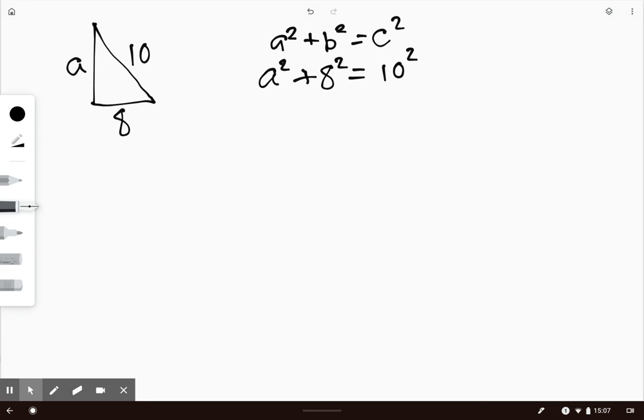All right, so just like yesterday and the day before, when I'm looking for my hypotenuse, I would square them and then add them and then find the square root. Today I'm going to square the sides.